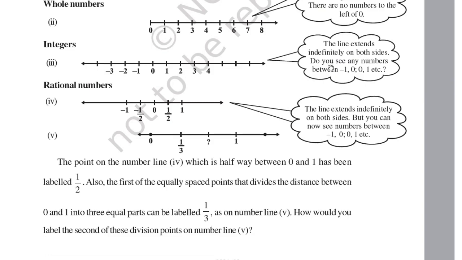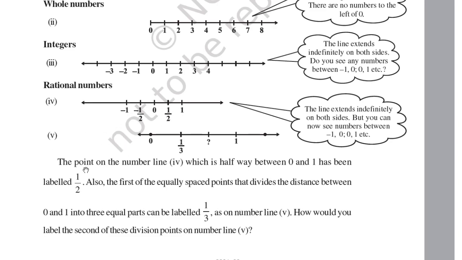Do you see any number between minus 1 and 0, or between minus 1 and minus 2? So you can see on the rational number line, which extends indefinitely on both sides, there are numbers between minus 1 and 0, and between 0 and minus 2. You can see between 0 and 1 there are many other numbers also. You can see minus 1 by 2, and here also between 0 and 1 there is 1 by 2. So there are many others.